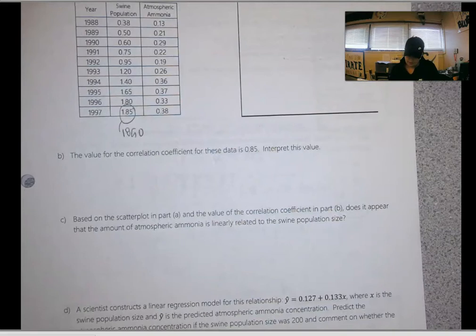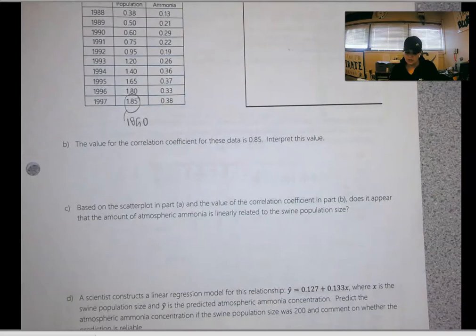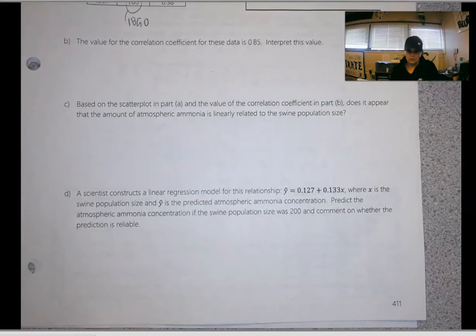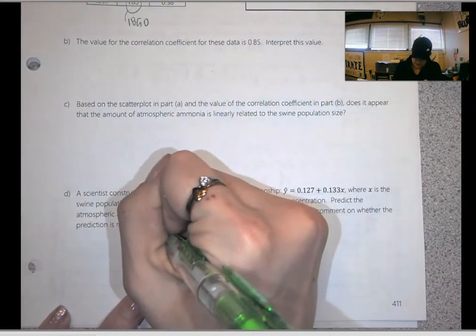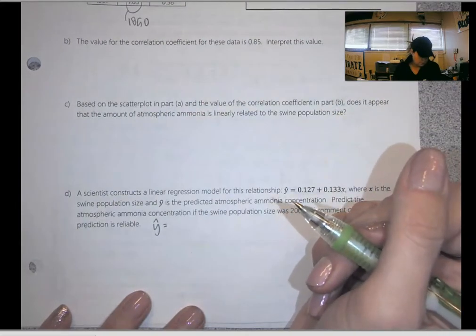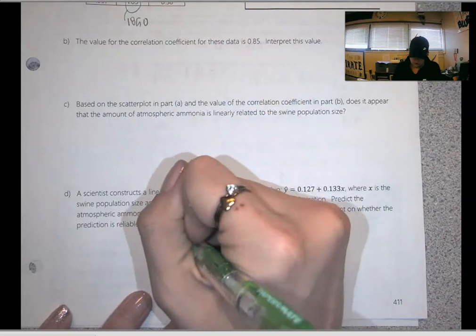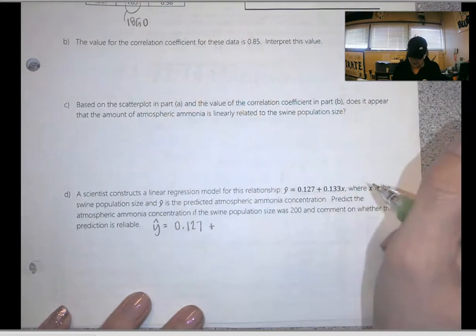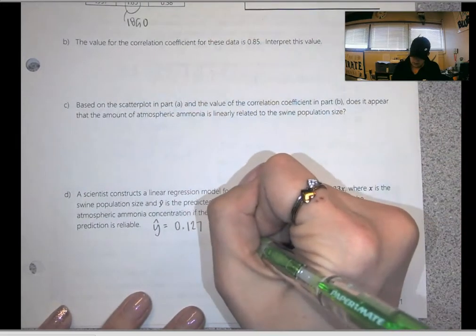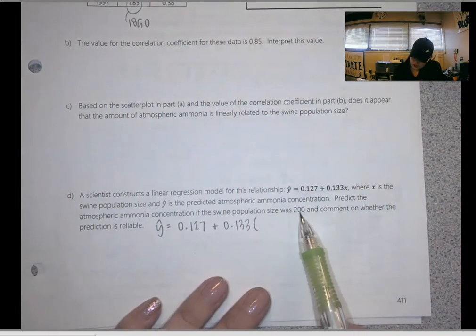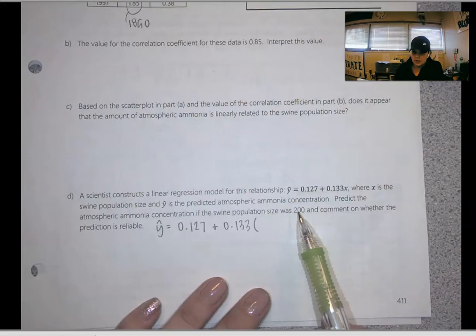Predict the atmospheric ammonia concentration if the swine population was 200 and comment on whether this prediction is reliable. First, let's make our prediction. We have y hat equals 0.127 plus 0.133, and then the population of the swine was 200.